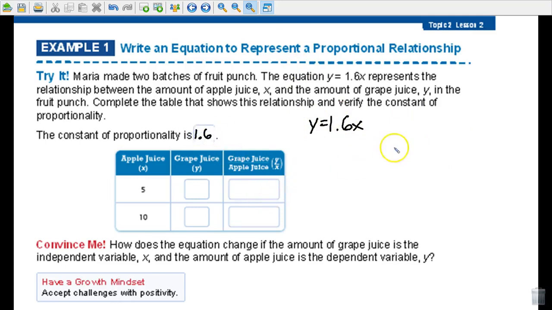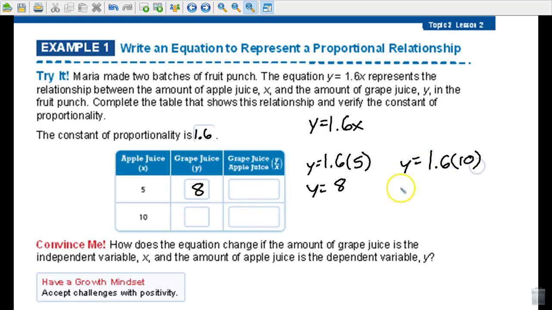Okay? And now, to find out what y is, I'm doing 1.6 times x. My x is 5 for one of them. So we do y equals 1.6 times 5, and that'll be y equals 8. So I get 8 here. And then I have y equals 1.6 times 10. And we get y equals 16. The 0 will just move the decimal over to the right once.